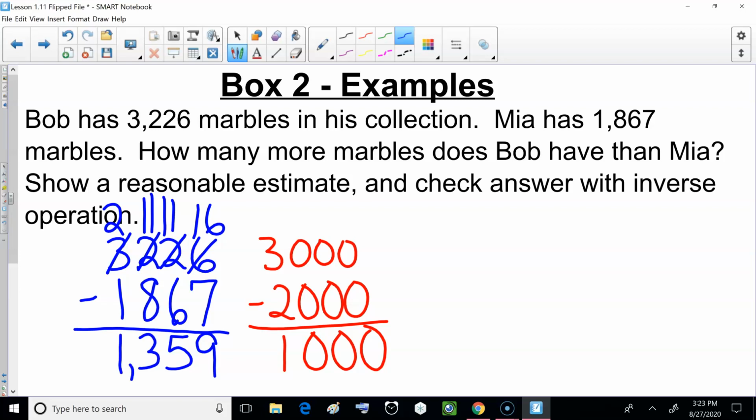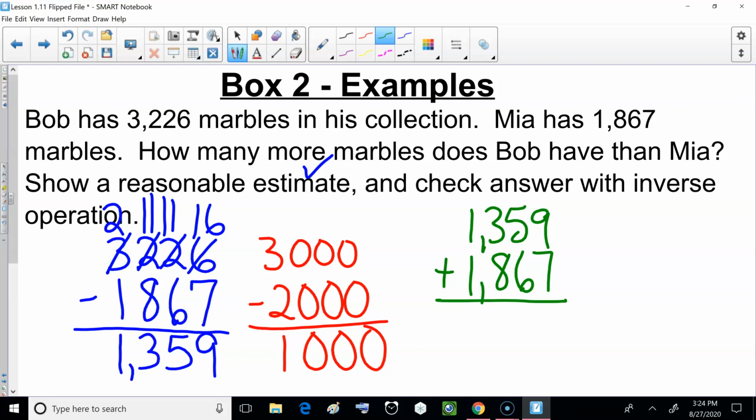So I've got 1,359 marbles. It looks pretty reasonable to my estimate, so I think my estimate looks pretty good. And now I need to check with inverse operation. So I'm going to take my answer of 1,359 plus 1,867 and add these up and see if I get the number of marbles that Bob has.